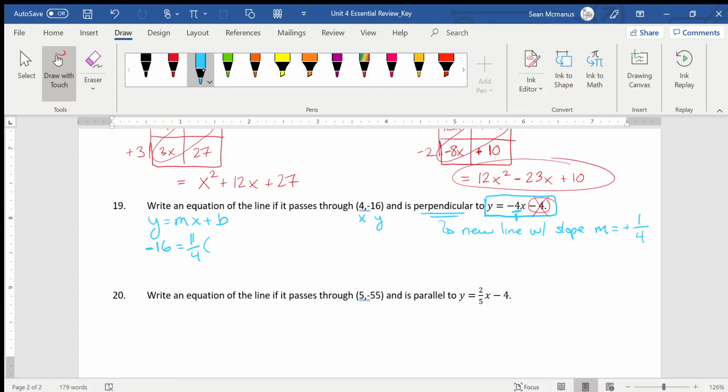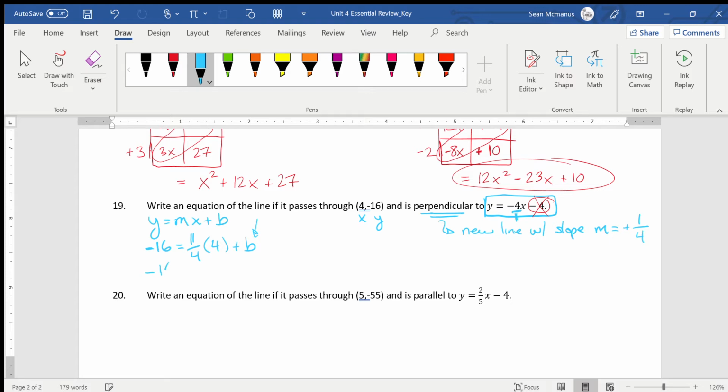So y equals mx, that is 4, plus b. Remember the b, that's what I'm trying to find out. I know the slope of the new line. I'm trying to find the y-intercept of the new line. So that's what I'm trying to find right here.